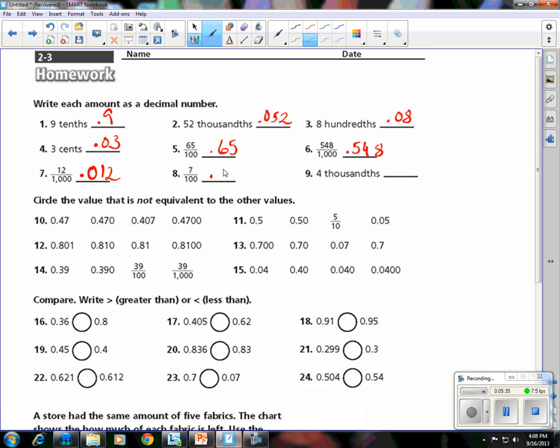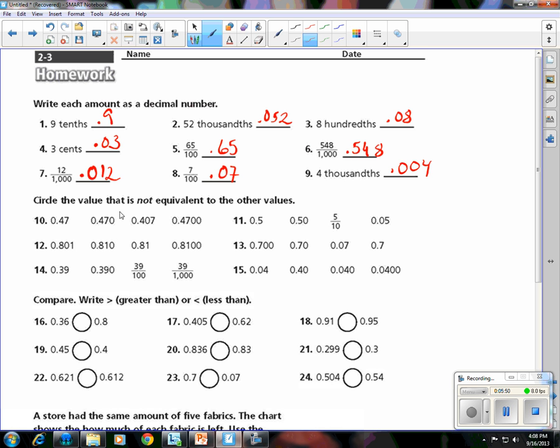7 hundredths. Again, I need a 0. There's no tenths. And my 7 has to end up in my hundredths place value. 4 thousandths. Well, I need a 0 in my tenths. I need a 0 in my hundredths. And the 4 has to end up in my thousandths place value.